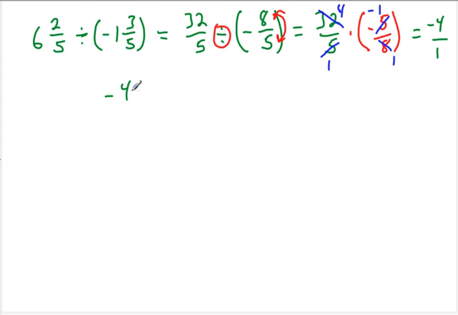Okay. Now if both of those had been negative numbers here, then the answer would be positive. Okay, but when one of them's negative, one's positive, the answer is negative.